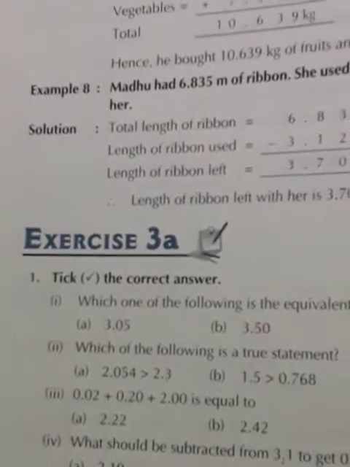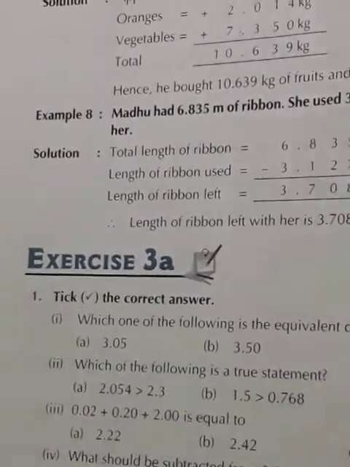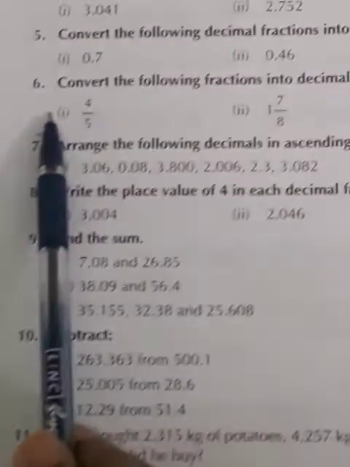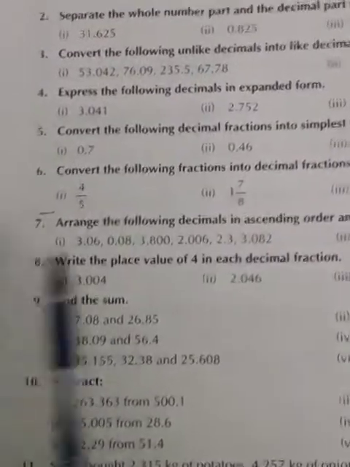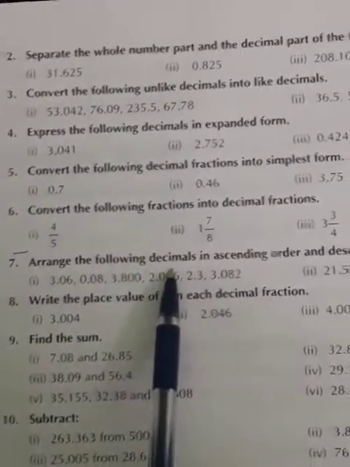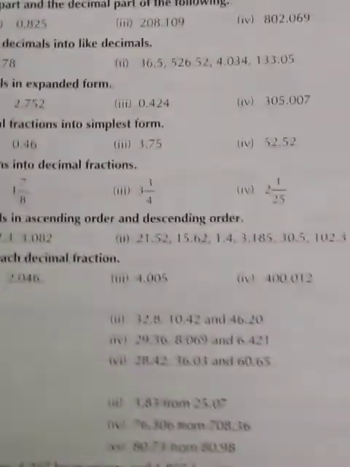Morning students, we are continuing exercise 3A. Last time we did from question number 1 to question number 6. Today we will start question number 7. Question number 7 is: arrange the following decimals in ascending order and descending order.